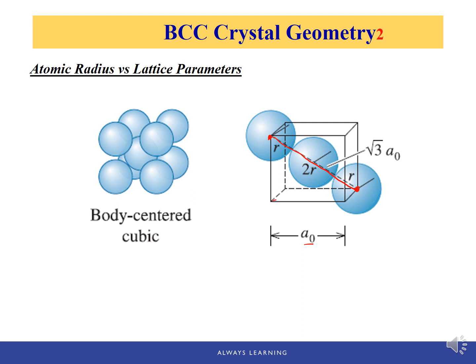The body diagonal of the cube equals, so if you take a look, the length here is A0, and the face diagonal is square root of 2 times A0. So the body diagonal of a cube is square root of 3 A0. And it also equals, since the three atoms are in touch along this body diagonal, 1r plus 2r plus another r, so a total of 4 times r. From here we can find the relation between the lattice parameter and the atomic radius for body-centered cubic.